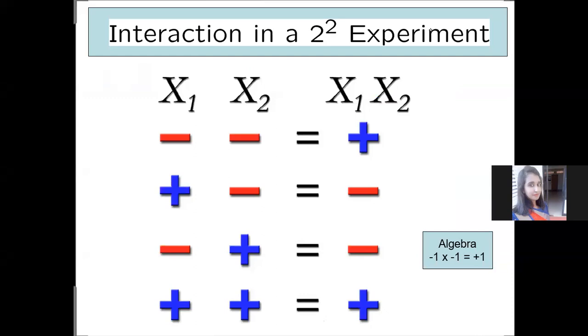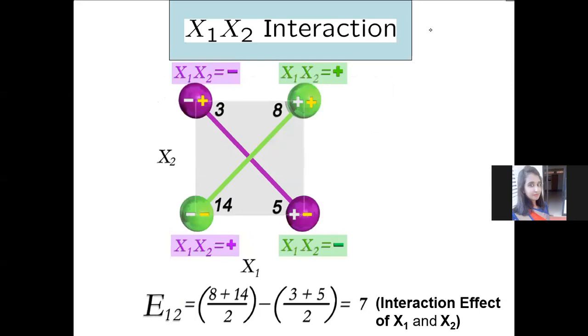In a simple form, 2 to the power 2 algebra, you simply multiply minus into minus, which is plus, so that we get the ultimate values, so that we get the interaction effect of x1 and x2. Here we are considering x1 and x2, not the A and B. Right, so this is how interaction effect could be explained. We are not going to calculate in this form, but this is just for the explanation. Right.